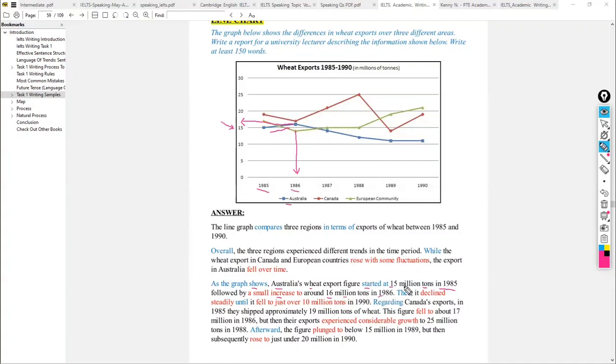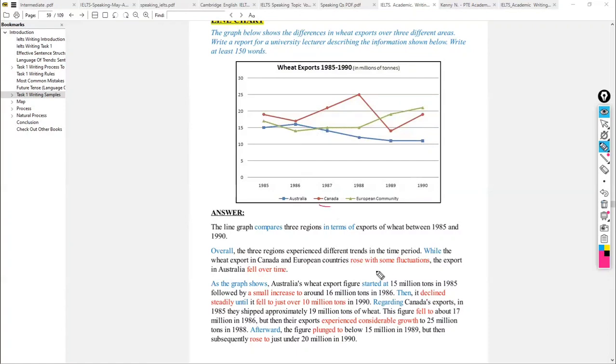Then it declined. Falling down. Then it declined steadily until it fell to just over 10 million tons, approximately 10 million tons, in 1990. So I finished talking about Australia.